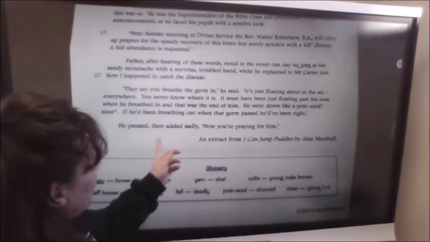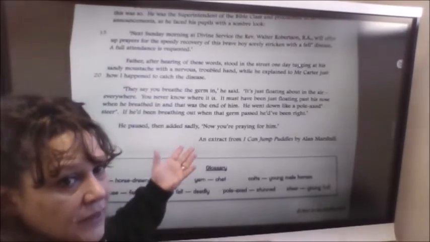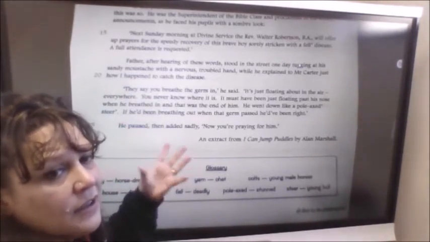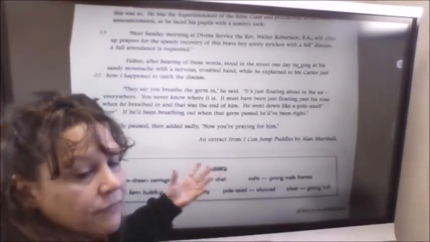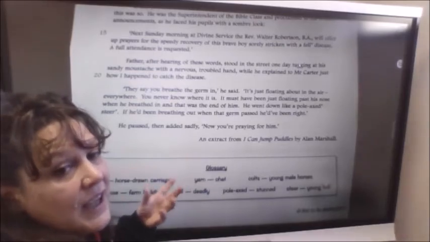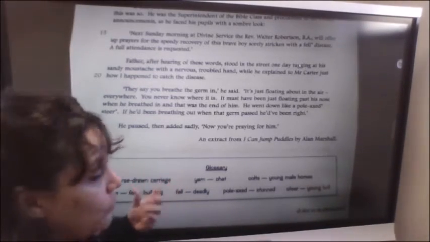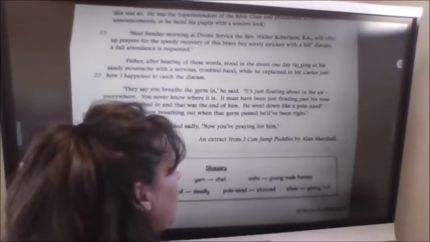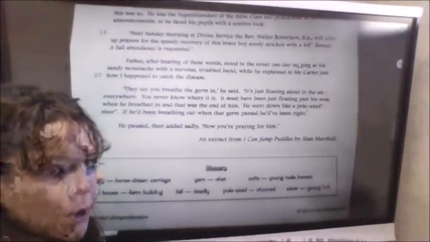He paused, then added sadly, now you're praying for him. So he can't believe that in a split second, Alan's life changed. Okay, that people are praying for him now because he's developed this terrible disease, polio. Okay, so it's an extract from I Can Jump Puddles. It's an autobiographical account by Alan Marshall.